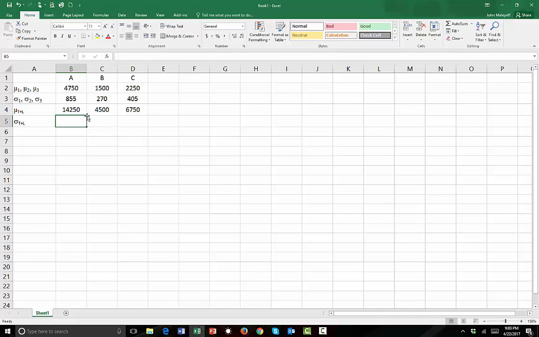So we're going to take this, and it's going to be equal to the square root of sigma 1, the first week sigma squared, plus the second week sigma squared, plus the third week's sigma squared. Now, we could have also done this by taking the square root of 3 times 855. That would have worked, but this works too.